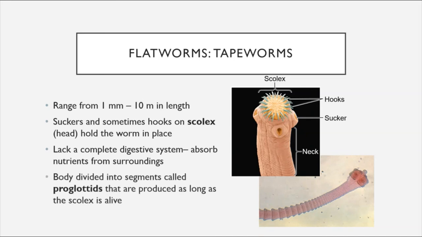The body segments of the worm are called proglottids. So unlike roundworms, which we will see are unsegmented, tapeworms have distinct body segments that are generated from the scolex as a starting point. And these proglottids can be broken off, and the worm will still live as long as that scolex is in place. So when extracting a tapeworm, it is of course very important to make sure that the scolex is removed, because if the scolex is left in place and only a portion of the proglottids are taken away, the worm still lives.